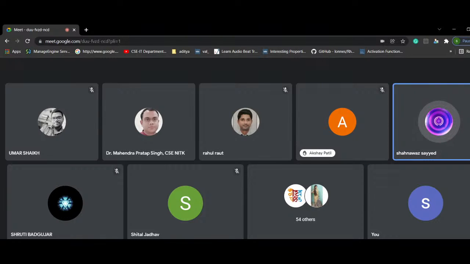Sir, I was having one question. What will be the differences between access control and MFA, multi-factor authentication?